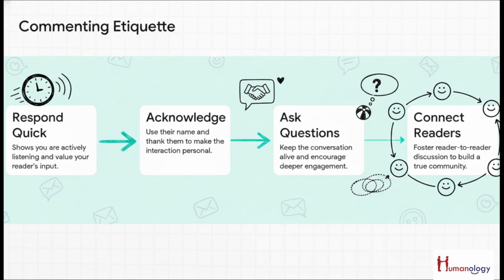First, respond promptly. It shows you're actually there and you're listening. Second, acknowledge the reader. Use their name. Thank them for their specific point. It makes them feel seen. Third, and this is a big one, ask follow-up questions. Keep the ball rolling. And finally, try to foster reader-to-reader discussion. If you can connect 2 commenters who have similar ideas, do it. That's when a simple comment thread starts to feel like a real community.